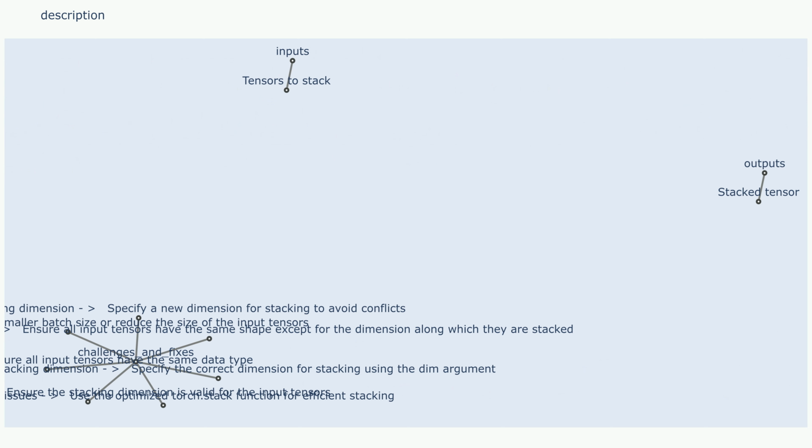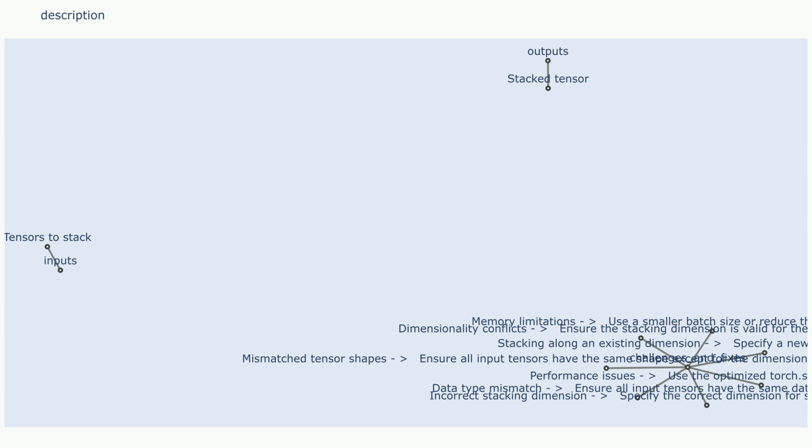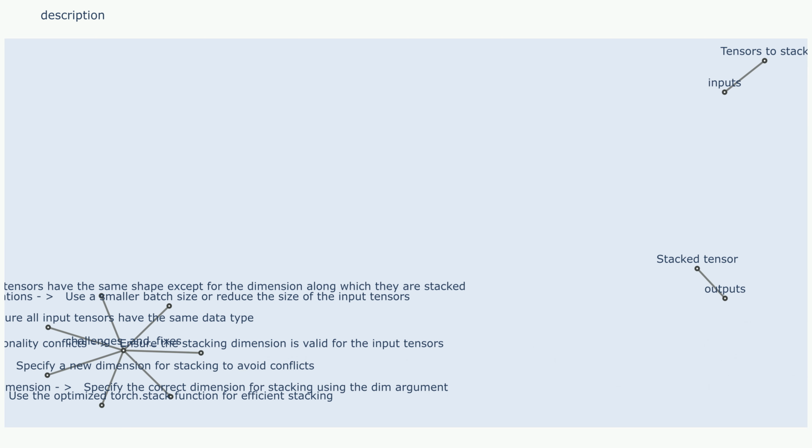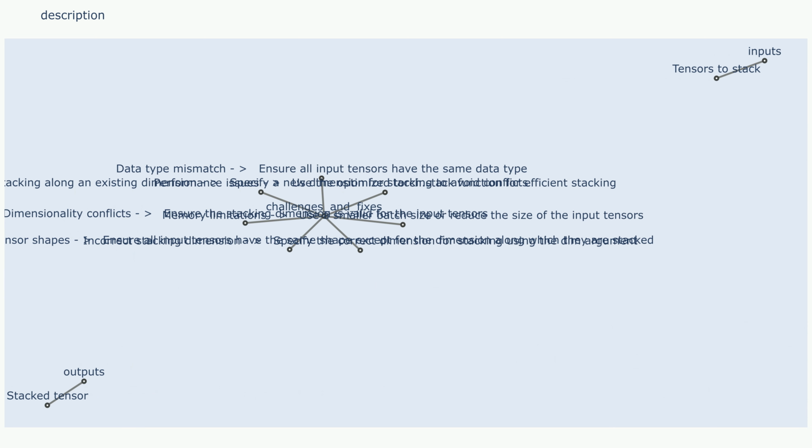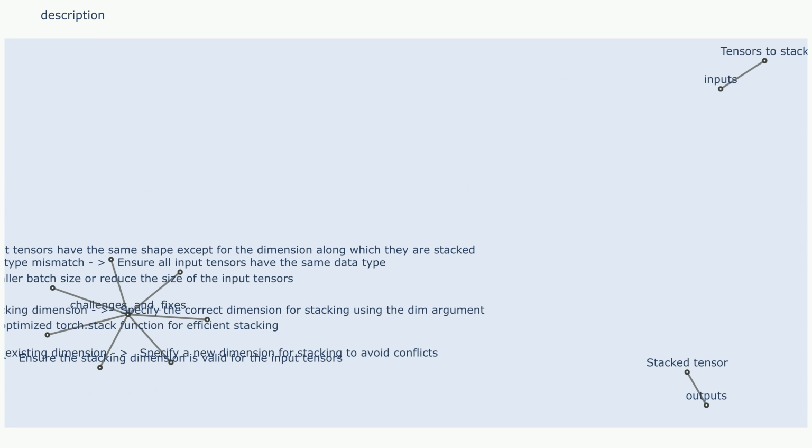Challenges and fixes. Challenge 1: mismatched tensor shapes. If the input tensors have different shapes excluding the dimension along which they are stacked, torch stack will raise an error. Sample use case that resulted in challenge 1: attempting to stack tensors with different numbers of elements in each dimension, except the one being stacked. Fixes to challenge 1: ensure that all input tensors have the same shape, except for the dimension along which they are stacked. Use the torch broadcast_to function to broadcast tensors to the same shape if necessary.